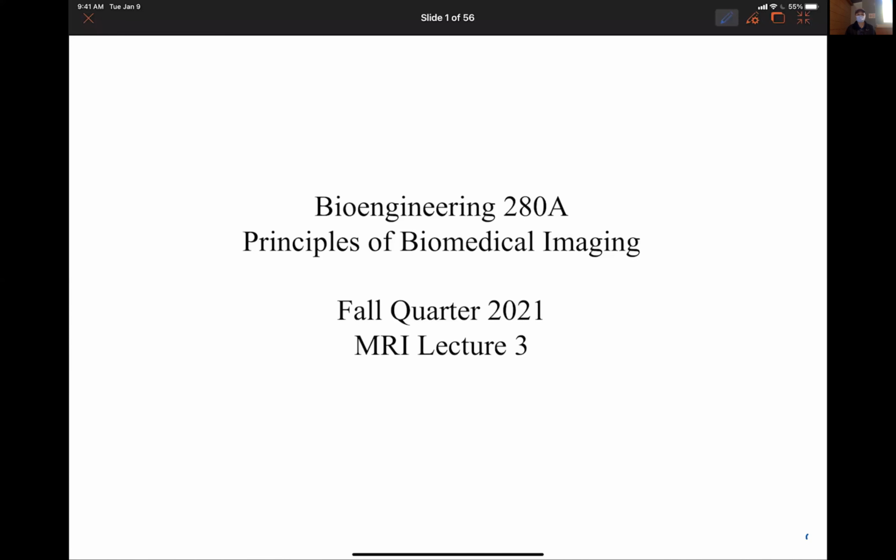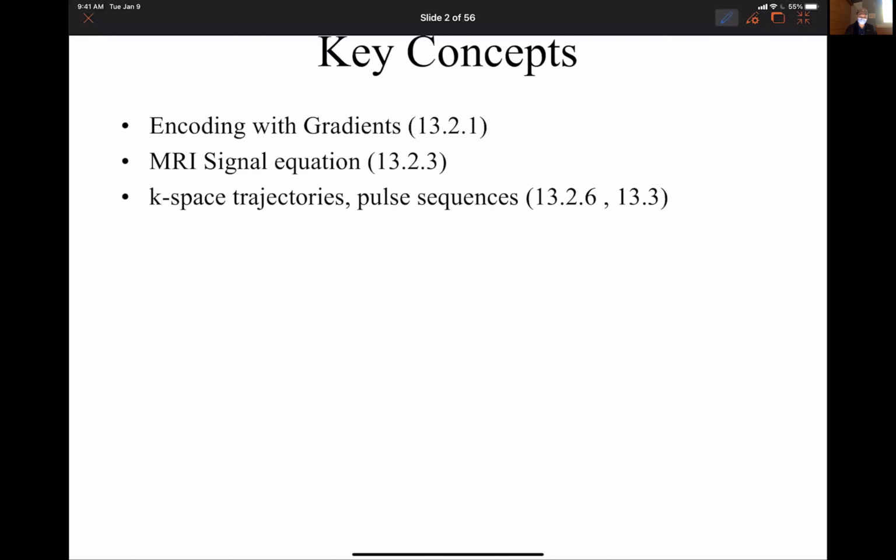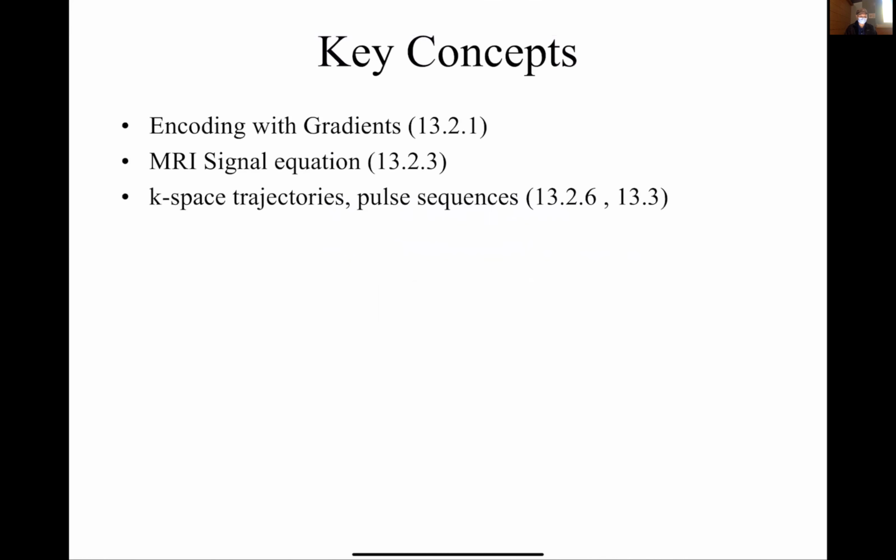Okay, if not, why don't we get started on the topic for today. Okay, good, that still shows okay. We're going to pick up where we left off in terms of the MRI concepts, and review a little bit about encoding with gradients. We're then going to work towards the MRI signal equation, and hopefully we'll get to K-space trajectories and pulse sequences.